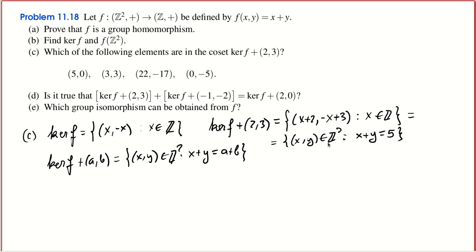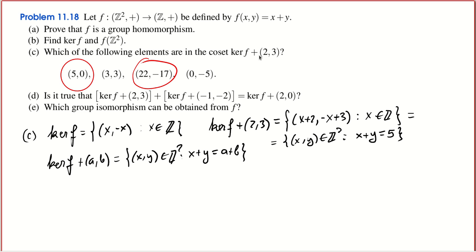So all we have to do is go through all these pairs and check for which ones the sum of the two components is equal to 5. And we have just two, this one here and this one here. The other two are not. 3 plus 3 is 6, and 0 plus negative 5 is negative 5. So these are excluded. Only these two elements belong to this coset here.